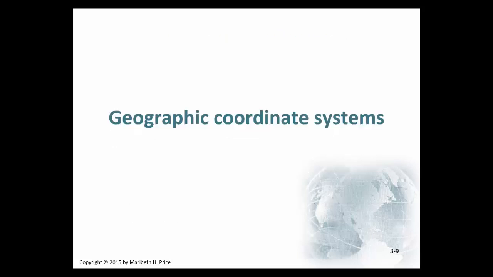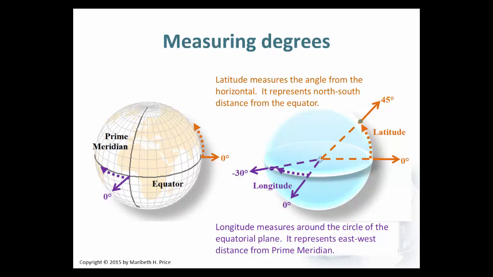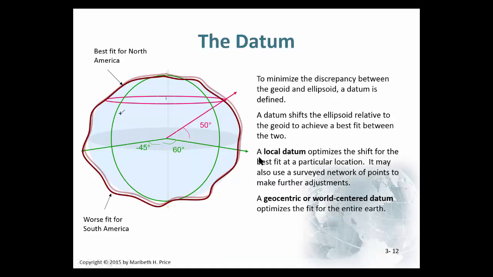Geographic coordinate systems measure degrees of latitude and longitude. The origin for a geographic coordinate system is the equator, where latitude is equal to 0, and the prime meridian, where longitude is equal to 0 degrees. Each geographic coordinate system has reference to a datum, which is used to best represent the shape of the planet. There are local datums, which are designed to best fit a particular location, or world-centered datums that optimize the fit for the entire Earth.